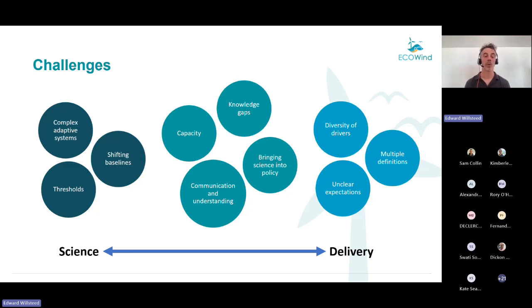On the science side, there's no getting away from the fact that we're trying to understand change within complex adaptive systems. We've got shifting baselines, and often we've got limited information about thresholds. On the delivery side, there's a diversity of drivers, and a diversity of requirements for cumulative effects assessments. There are multiple definitions out there, and unclear expectations to guide practice. And bridging those two, we know that we're always going to have knowledge gaps. There are also capacity challenges. And there's a critical part here around the communication and the understanding to bring the science into policy.